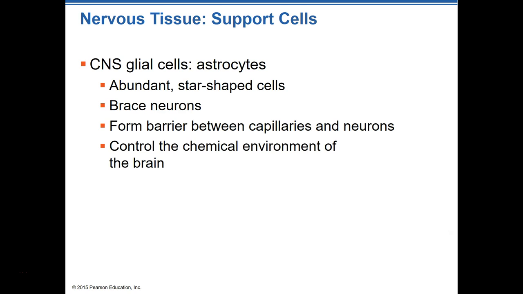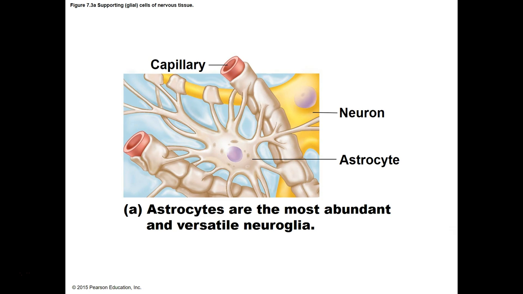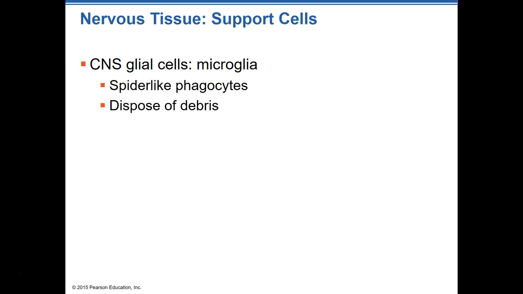And they also help control the chemical environment of the brain. It's part of that blood-brain barrier that helps protect the brain from things that can be harmful to the neurons. Neurons are very sensitive, so they need to be protected from certain chemicals and things that are out there that can get into our bodies. And we can see a picture of it here. It's wrapped around a capillary there, and it's also wrapped around a nerve, so it kind of holds them in place. So it says, all right, I want you guys to stay right here.